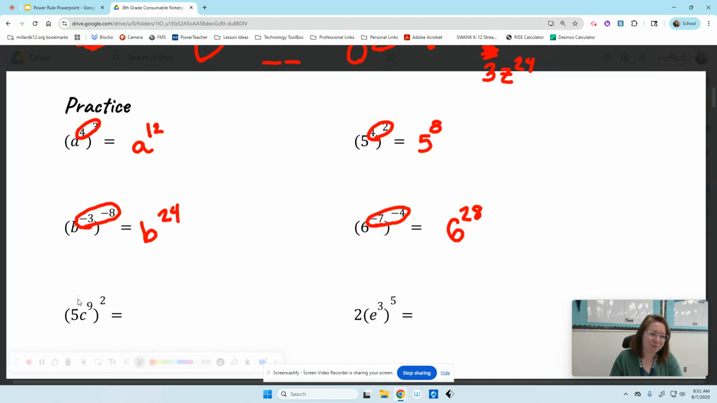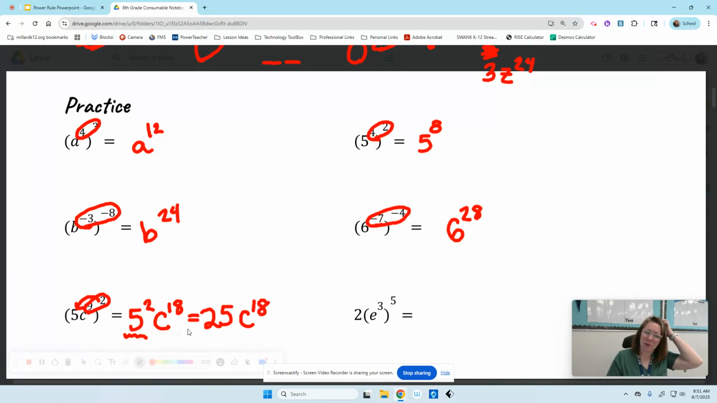Okay, over here. 5 is on the inside, so I've kind of got two things to do. I have to do 5 squared, and I do my normal thing. So I'll just write 5 squared over here. And my normal thing is c to the power of 9 times 2 is 18. But I'm going to write this as an actual number. 5 squared equals 25. And then c to the power of 18.